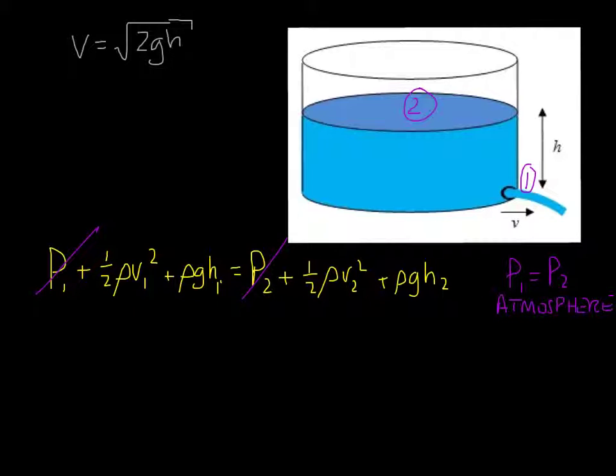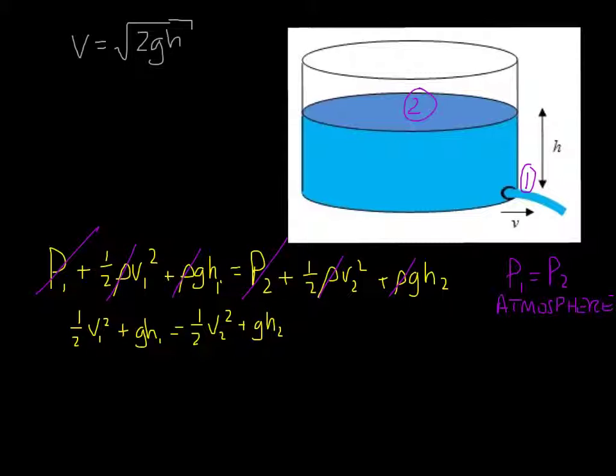So now we have just 4 terms left in the equation, and you can note that all 4 terms have the density in them, so I can just cancel all 4 of the rhos, which leaves you with the equation 1/2 V1 squared plus GH1 equals 1/2 V2 squared plus GH2.